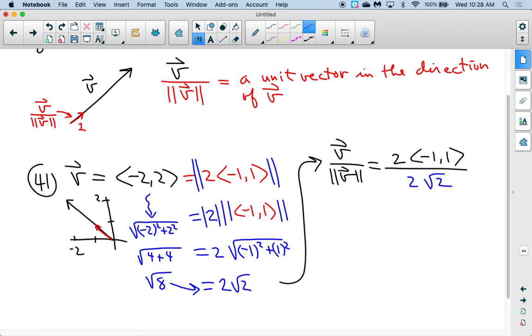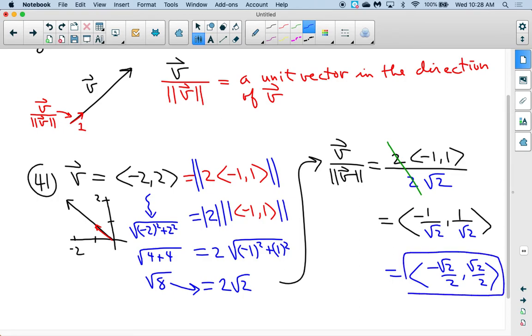Okay, like that. So the way that Dr. Larson would expect this, notice here, this part's nice. You can cross those 2's out. So you'd be left with negative 1 over radical 2, comma, 1 over radical 2. All right, and that's equal to negative radical 2 over 2, comma, radical 2 over 2.